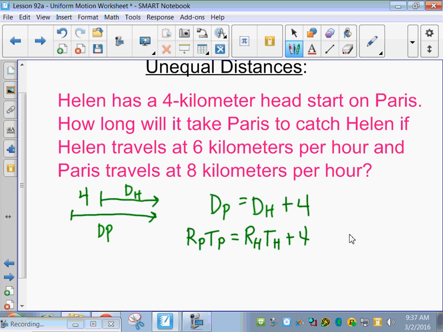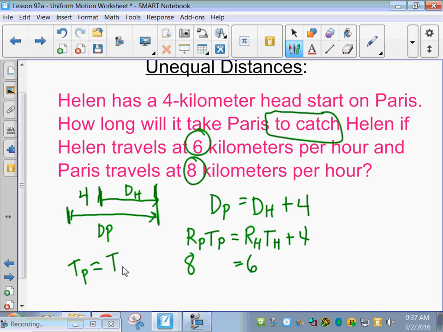And see what we can plug in. How long will it take Paris to catch Helen if Helen travels at 6 kilometers per hour? So here's Helen's rate. Okay. And Paris travels at 8 kilometers per hour, so there's Paris's rate. And then it doesn't say anything about time, but it's talking about catching each other. So we actually start and stop at the same time. So on this type of problem, when someone's catching someone else, the times are always going to be equal. So I'm going to do both as tP.